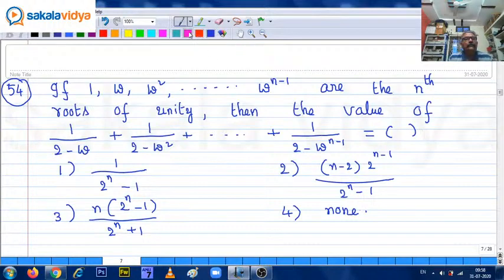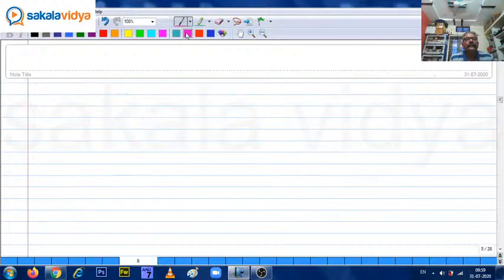See, 1, omega square, and so on, omega to the power of n minus 1 are the nth roots of unity. Then the value of 1 upon 2 minus omega plus 1 upon 2 minus omega square plus so on plus 1 upon 2 minus omega to the power of n minus 1 needs to be found. So let us find out. This is the 54th solution.